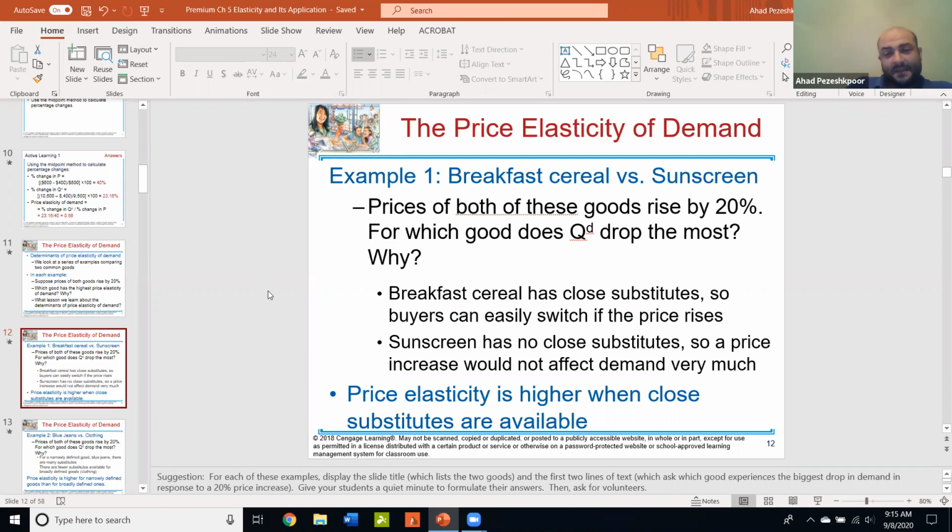So price elasticity is higher when close substitutes are available. Elasticity means sensitiveness, being able to bend and change and be flexible. So when price elasticity is high, that means it's more flexible. It can respond more easily to changes. When something is more flexible, like this wire, I can bend it very easily, because this is a very elastic thing, very flexible.